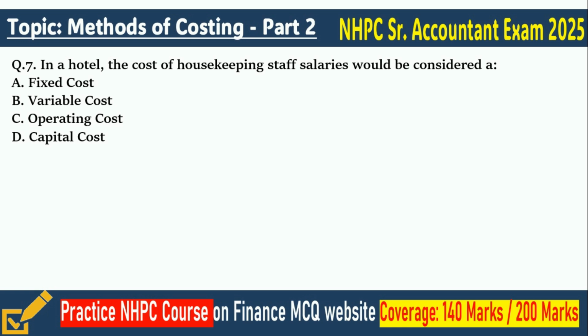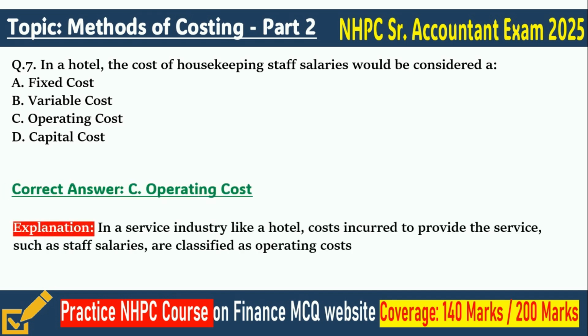Option C, operating cost. Option D, capital cost. So friends, here the obvious answer would be option C, operating cost. In the service industry like a hotel, costs incurred to provide the service, such as staff salaries, are classified as operating cost. Moving on.